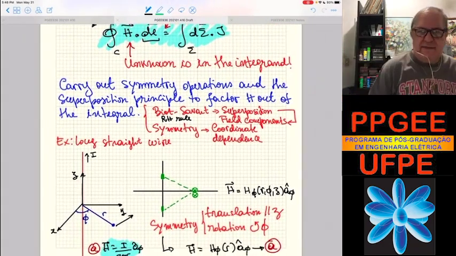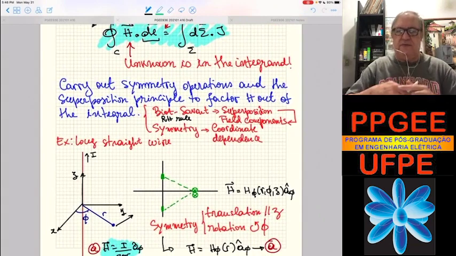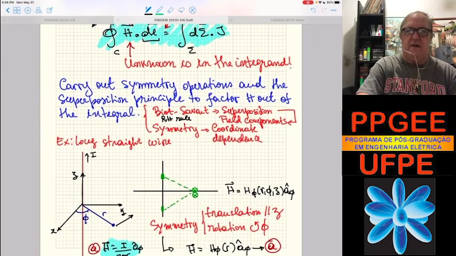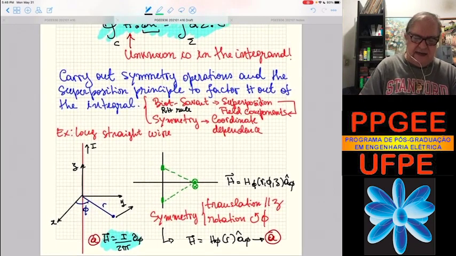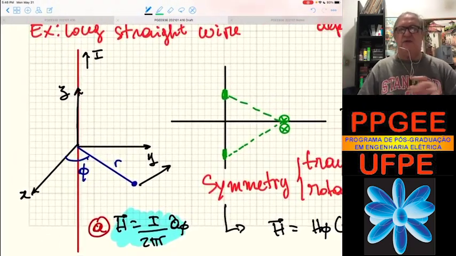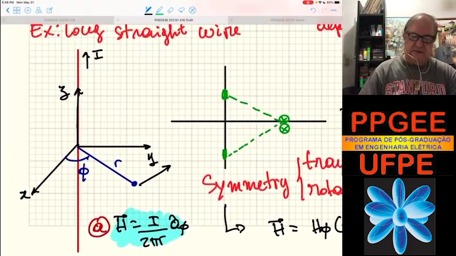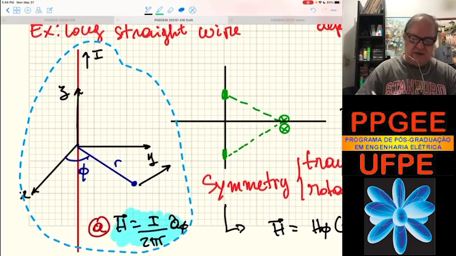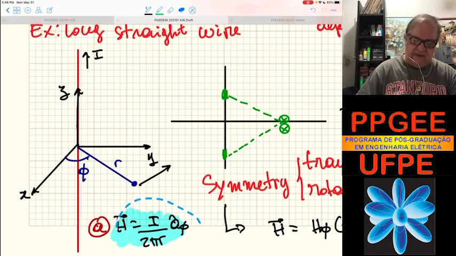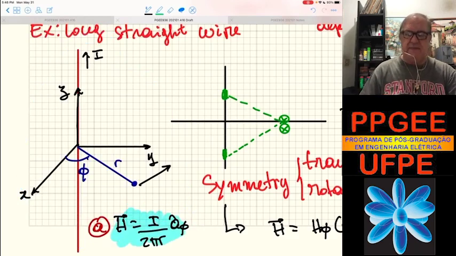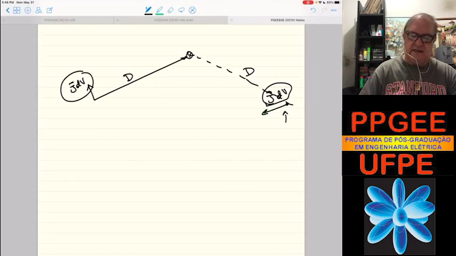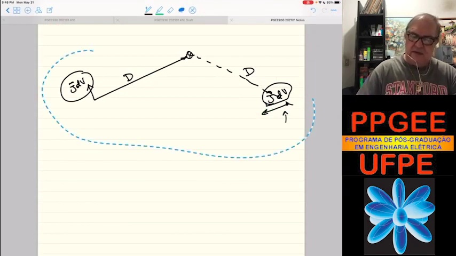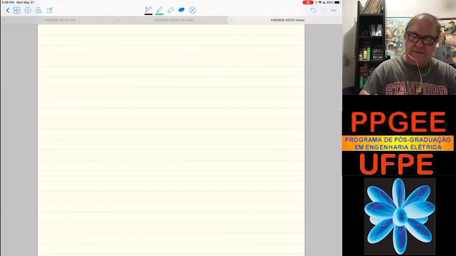So let's do some examples to show you. Let's look at this. We did that before by using Biot-Savart's law. Now let's calculate using Ampère's law, and we are going to show that the result is the same that we obtained before, but now in a much simpler way. I'm going to do the two things. So first of all, you have a straight wire, right?